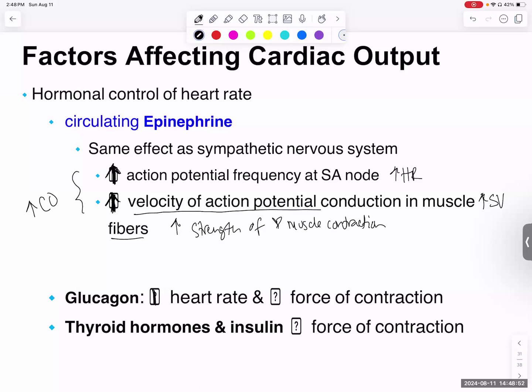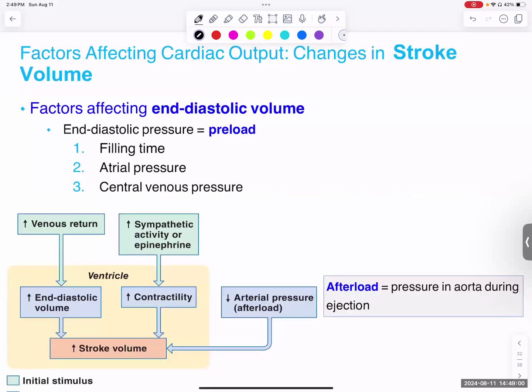Glucagon can also increase heart rate and force of contraction, as can thyroid hormones and insulin. So these hormones also affect cardiac output by affecting stroke volume.